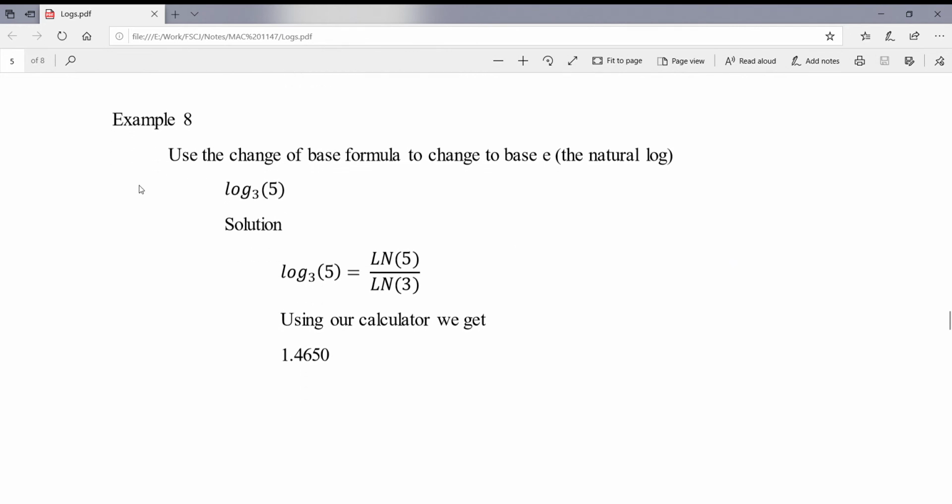Example 8. Use the change of base formula to change to base e, the natural log. Log base 3 of 5. Our solution, log base 3 of 5, is equal to the natural log of 5 divided by the natural log of 3. Using our calculator, we get 1.4650.